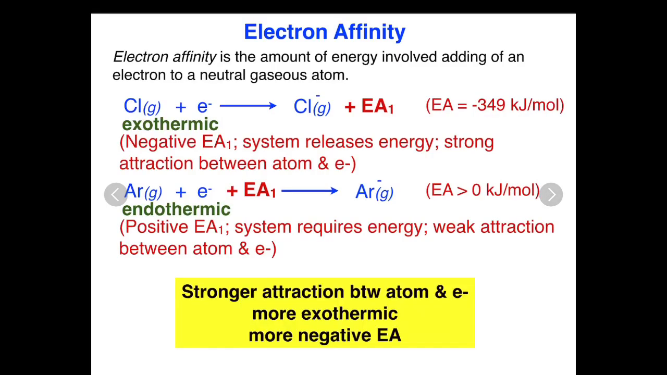So the takeaway message is that the stronger the attraction between an atom and an electron, the more negative the value of the electron affinity you are going to observe, and the more exothermic it is going to be. So when we talk about exothermic, or the system releasing energy, the more exothermic it is, the stronger the attraction between atom and electron, or the more negative the value of EA would be.